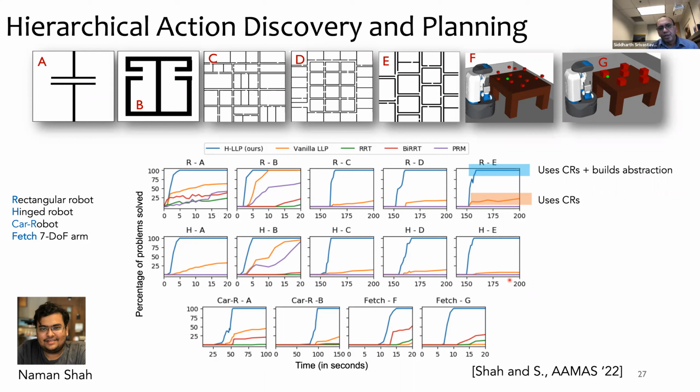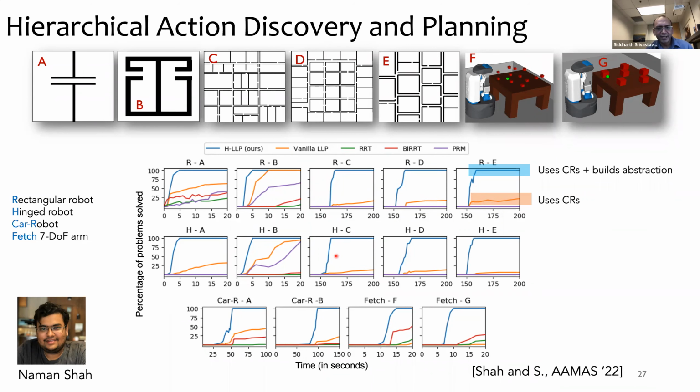So what's happening in these plots is the x-axis is showing you the time in seconds. This is the time limit that was given to the planner. And the y-axis is showing the percentage of problems that the planner could solve within that time limit. The blue lines are the planning approach that I just told you about. And what's interesting is that you can see clearly it's doing much better than existing baselines.